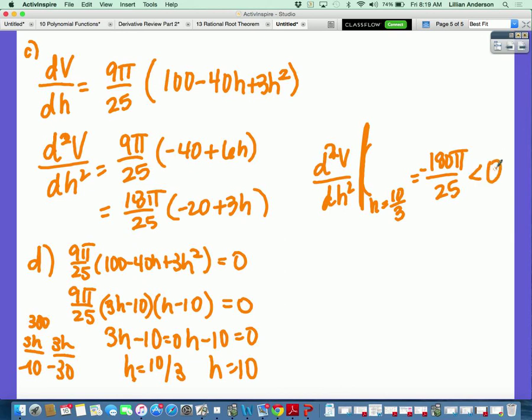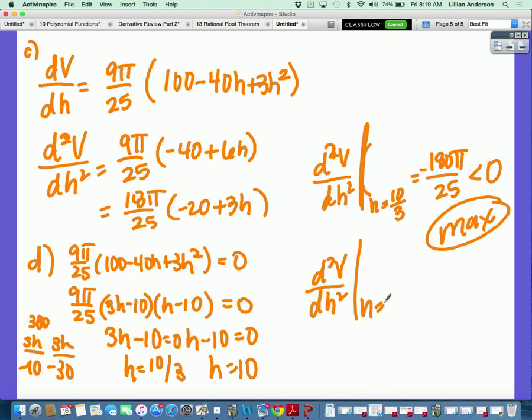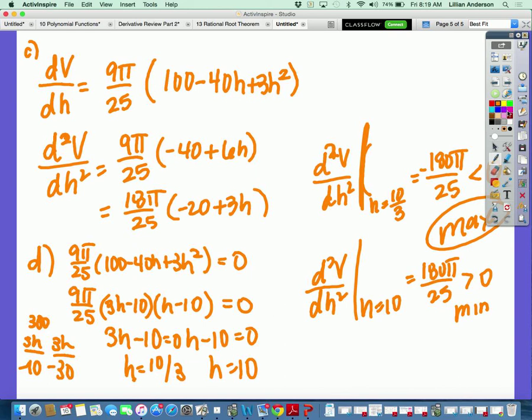And what you'll notice is that a negative number is less than 0, which means that you have a maximum at 10 over 3. If you were to do the same thing when h is 10 and plug it in, you would end up getting a positive 180 pi over 25, which means you would have a minimum at 10. But in this particular case, we're looking for a maximum. So our maximum value occurs when the height is 10 over 3 inches.